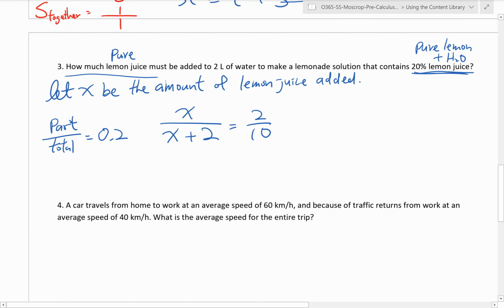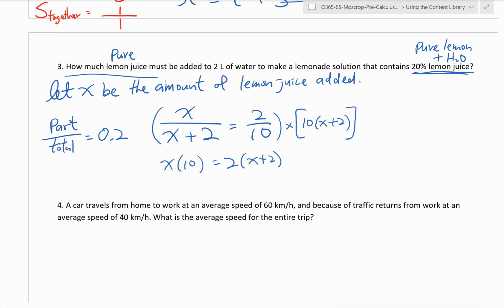Now, once we get this, we can solve it by multiplying by the common denominator, which is 10 times x plus 2. Then we get x times 10 is equal to 2 times x plus 2. Notice how you are just cross multiplying. Technically, this is why cross multiplying works: if you only have one single fraction on each side, that's the result.